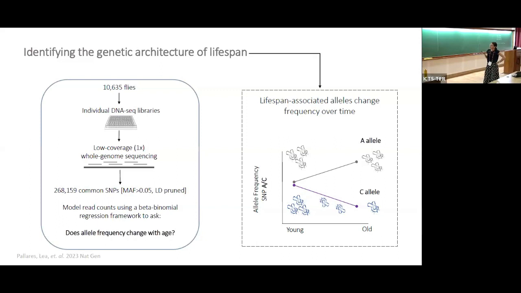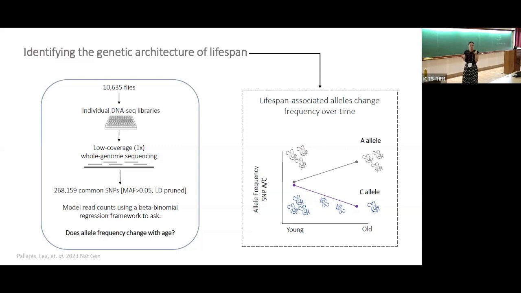So we sequenced a bunch of flies. These are not all the flies that I'm going to talk about today because we did another bunch of experiments to tackle the theory of aging hypothesis. And then we individually sequenced them.